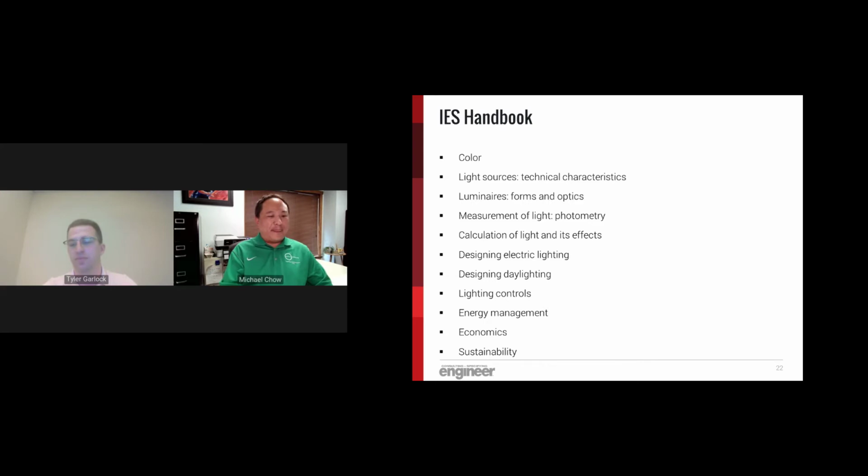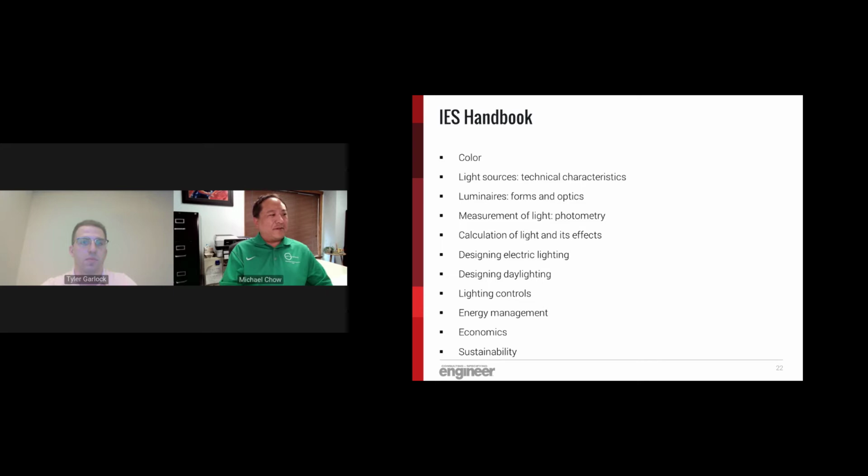So here are the different topics that are covered by the IES Handbook. We won't have time to go through every one of these, but as you can see, it covers everything from color, which is where a particular light source is either warm or cool, and it talks about luminaires. And again, a luminaire is a complete lighting fixture, and that includes the lamps, the housing, and the lenses.